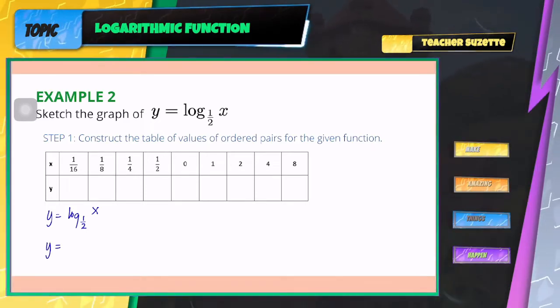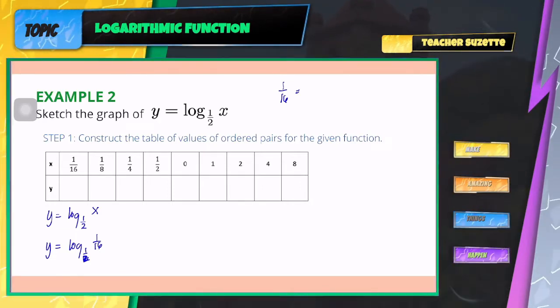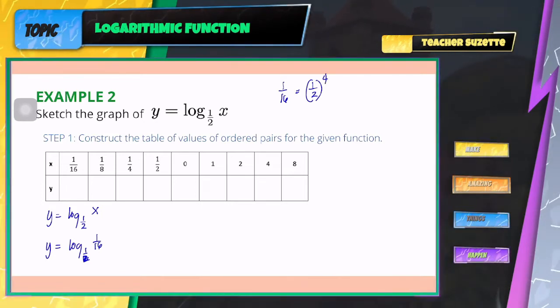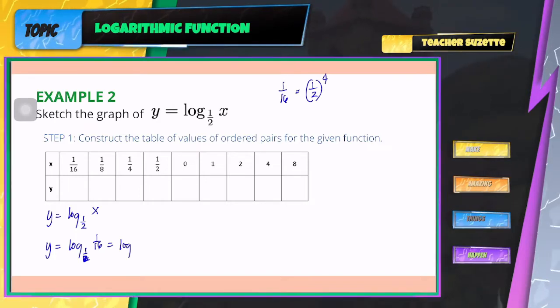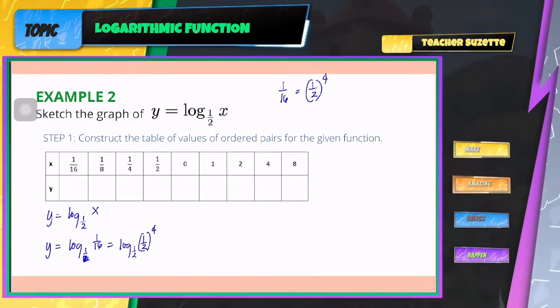So first, we have the logarithm of 1 over 16 base 1/2. If we want to express 1 over 16 with base 1/2, we will have an exponent equal to 4. So therefore, we will have logarithm of 1/2 raised to 4 base 1/2. So therefore, our y is equal to 4.